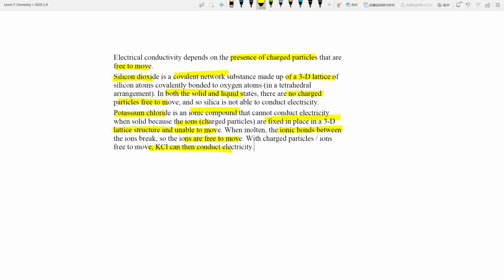Okay, so for these types of questions, you always want to talk about what type of solid they are. Look at the physical property. Then for each individual solid, talk about what type of solid it is, what type of bonding it has, and why it shows this particular physical property. Okay, so let's look at the next one.